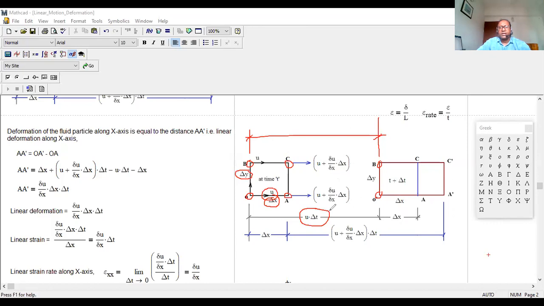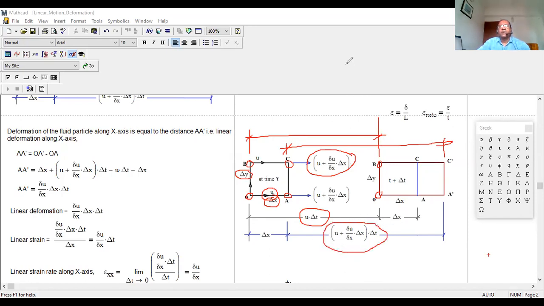Now, where did it travel from? This line was originally at this point, but it traveled right over here. So how will we get this distance? Obviously, this velocity into delta t. That is what we are showing right over here.